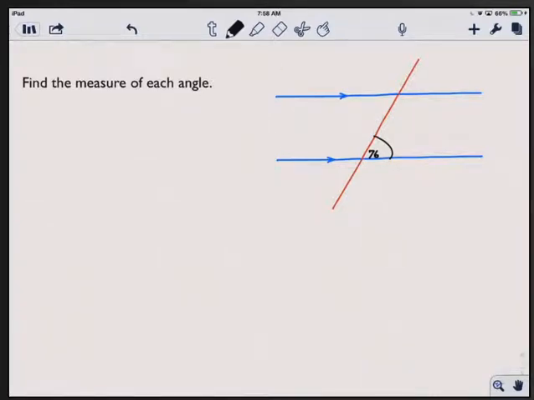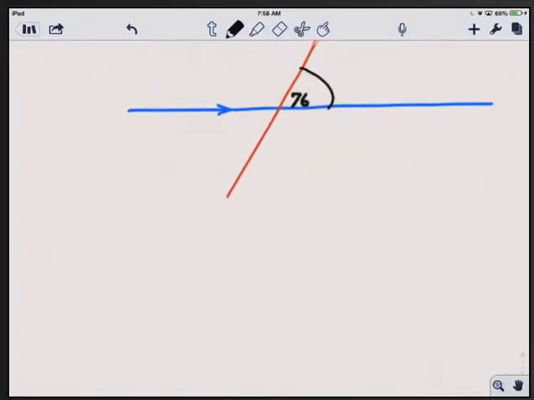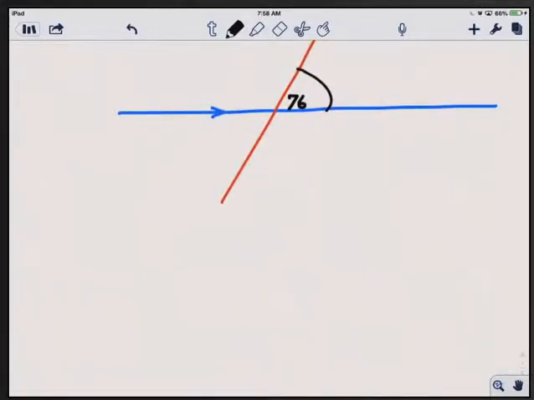Okay, starting with the diagram like this, we have to find the measure of each angle. We can start by zooming in on just one vertex and say if two angles are vertical angles, such as these two, they have to be congruent or equal in measure, so that makes this angle 76.